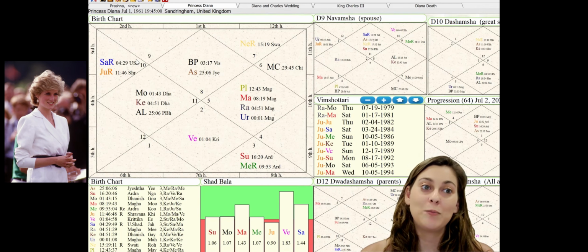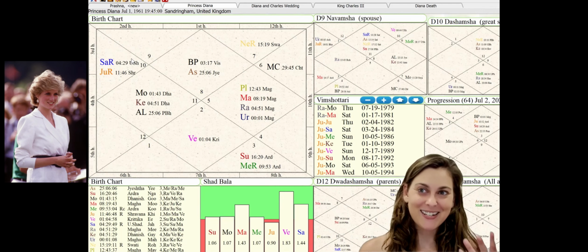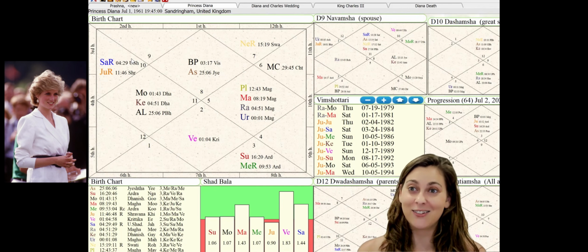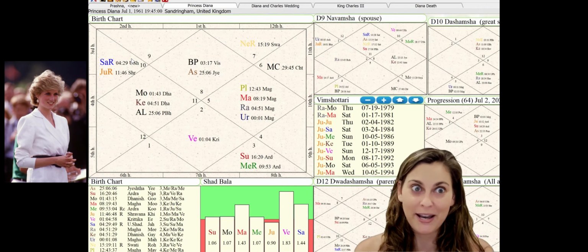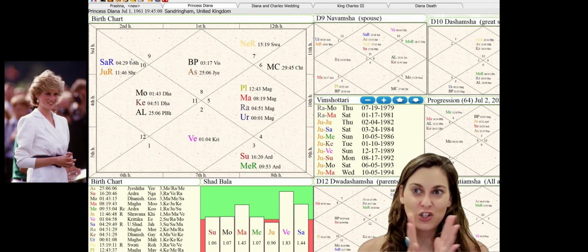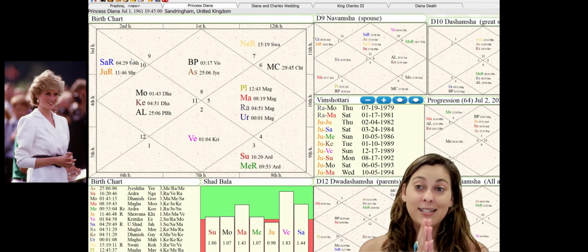Her Saturn and Jupiter in her third house. Remember I was talking about her communication, what she shared with the world, being very thoughtful. Also, the third house is your communication, your effort, and your willpower. Saturn with Jupiter conjunct in a sign isn't something you see very often. And when you see it, it's very powerful.